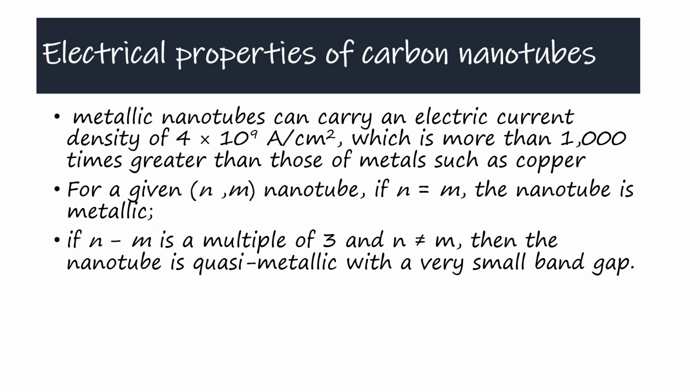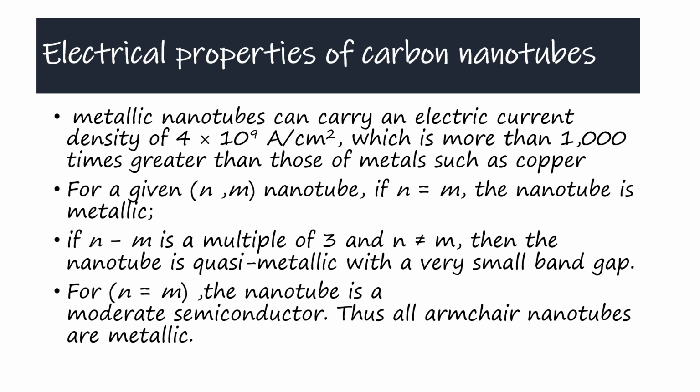For n is not equal to m, if n minus m is a multiple of 3, those materials are quasi-metallic. And we know armchair nanotubes are in the configuration of (n, n), that is, m and n are equal, so they are almost all metallic in nature.